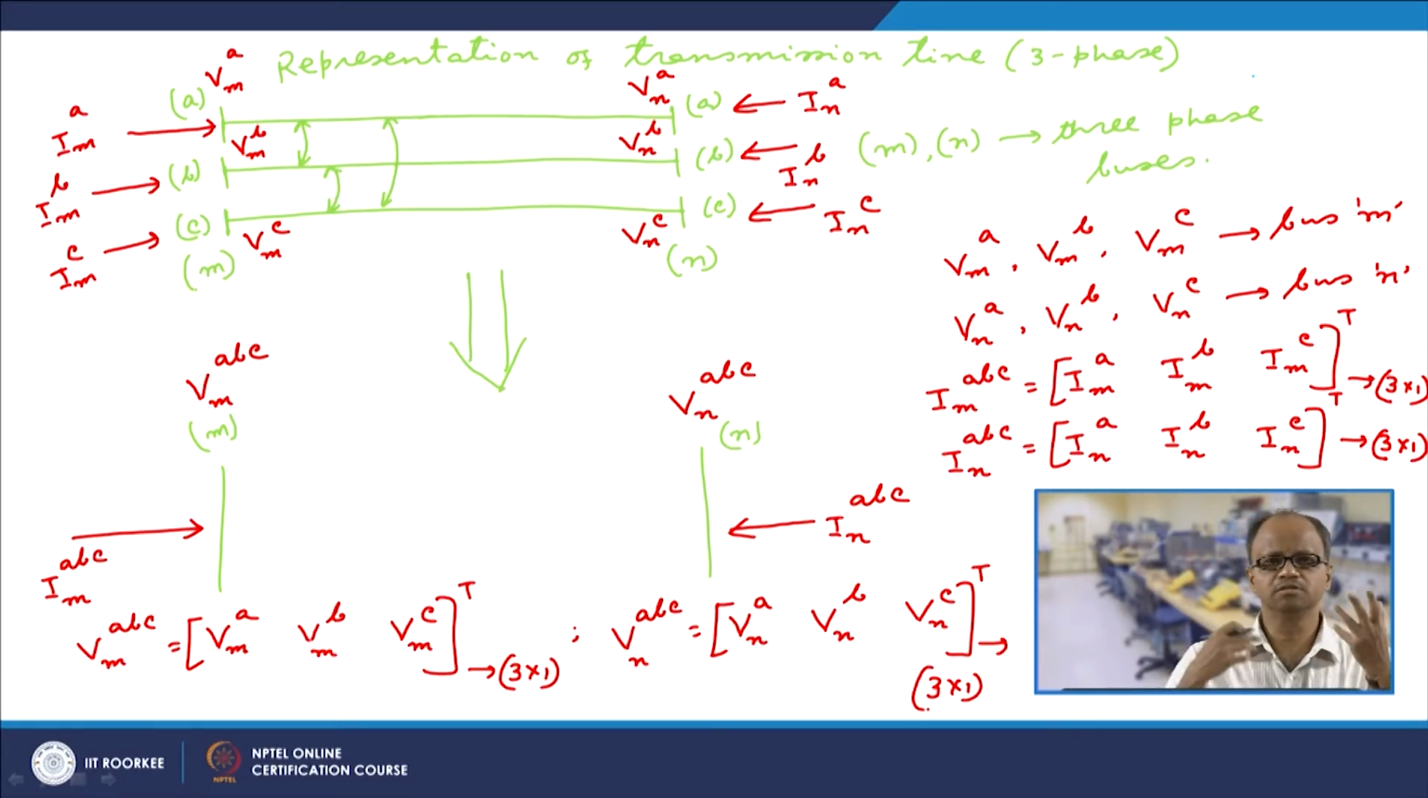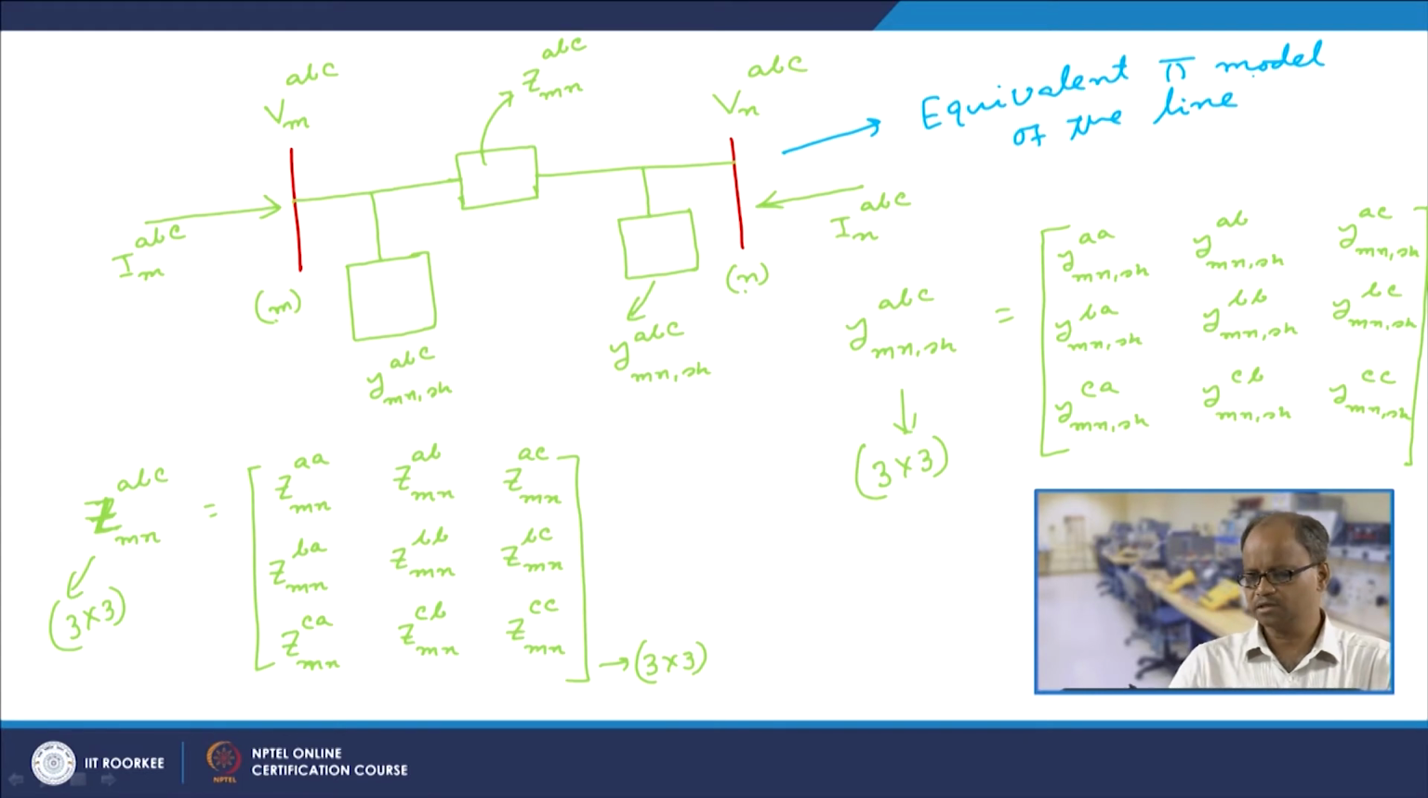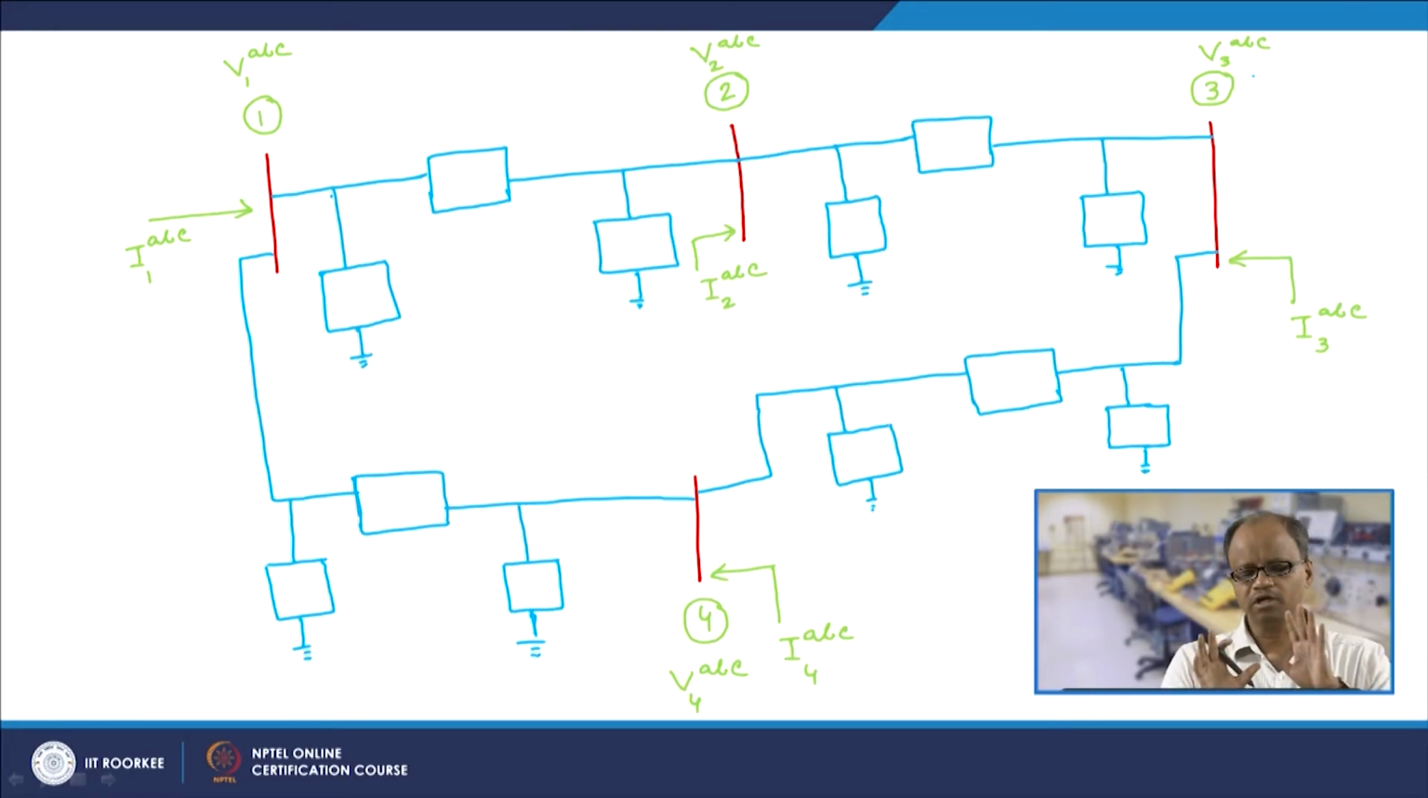Given all this practical data, this matrix as well as this matrix can be easily calculated, but unfortunately that is out of scope of this course. So we are not calculating this, but they can be calculated easily depending upon the physical data. So we assume that these two matrices are available for each and every line.